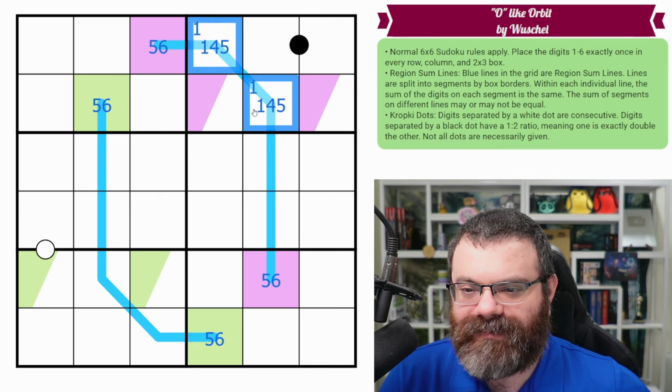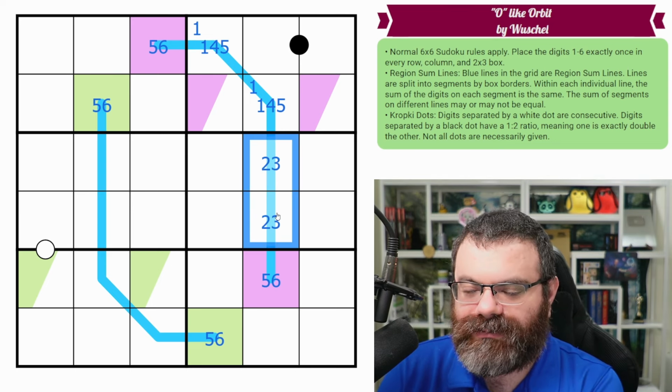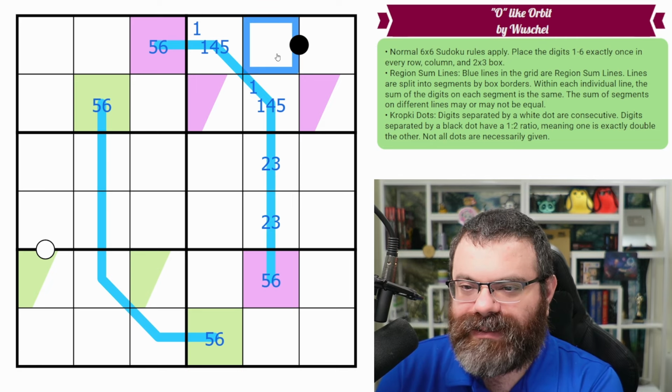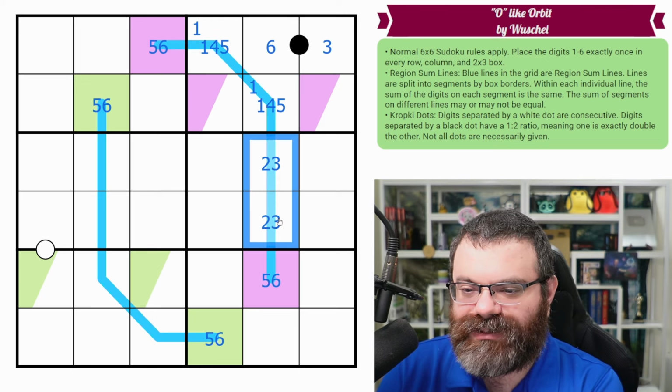Is there something I'm missing about this? 1, 4 would then make this 2, 3. Which would make this 6, 3. And then 1, 5. The other way to add a 6 is 2, 4. So there's always a 2 in one of these two.